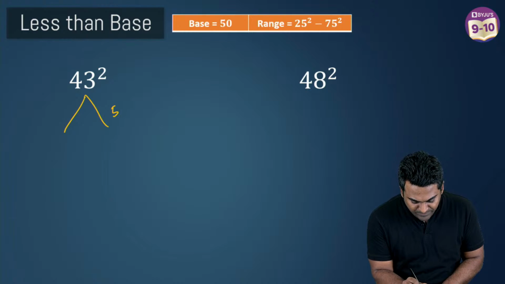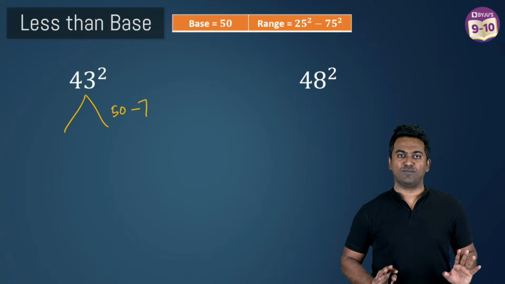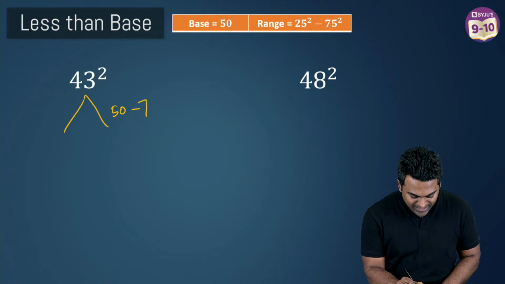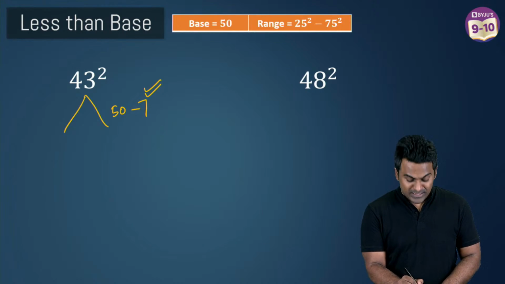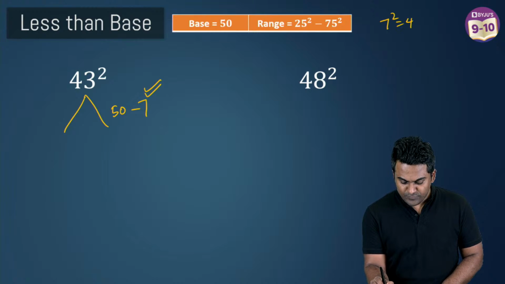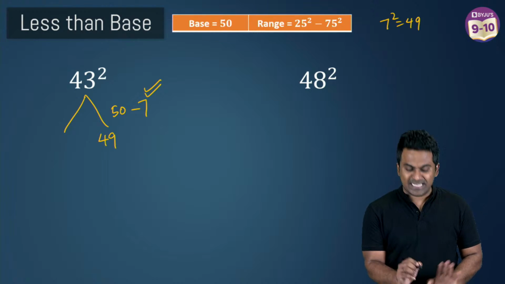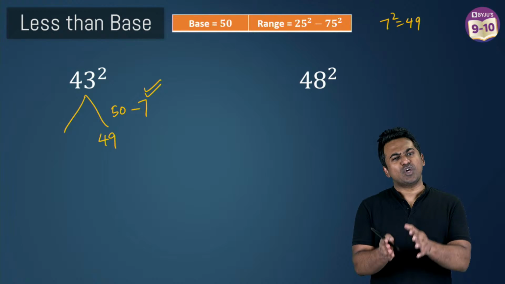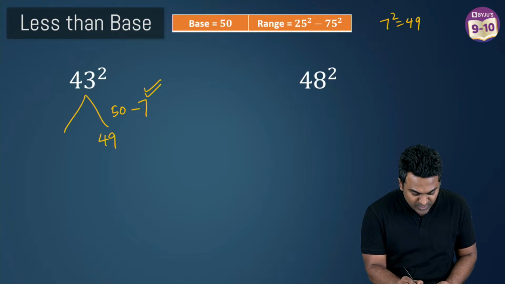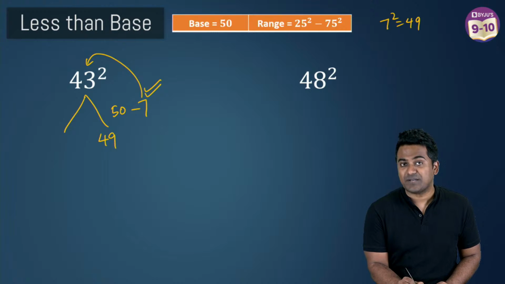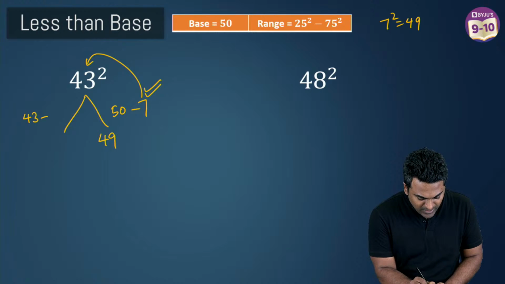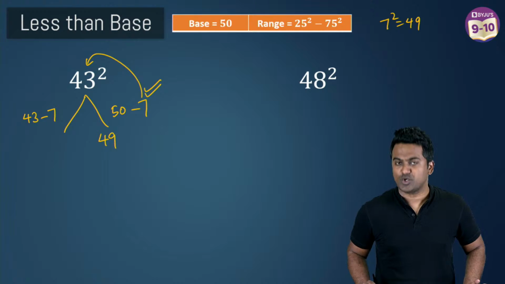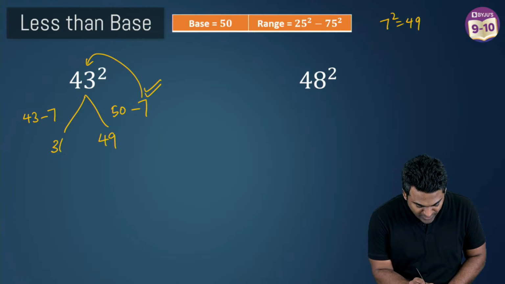43 square, first step is 50 minus 7 is 43 square. Right? Very good. Now you take the square of 7. What is the square of 7? 7 square is 49. I write it down here. Fairly simple step. Now I have subtracted on the right hand side, so I'm going to subtract on the left hand side as well. So 43, I will subtract 7. So 43 minus 7. How much is this going to be? 43 minus 7, I believe, is going to be 36, right? So this is going to be 36.